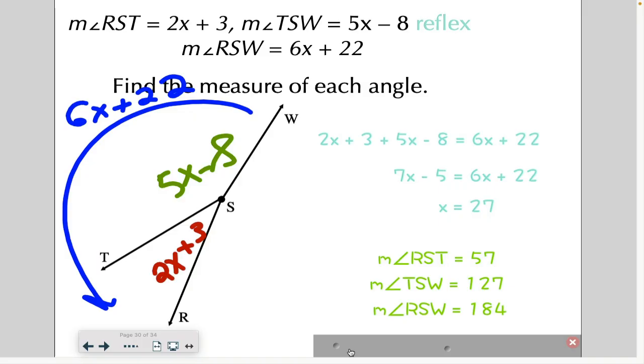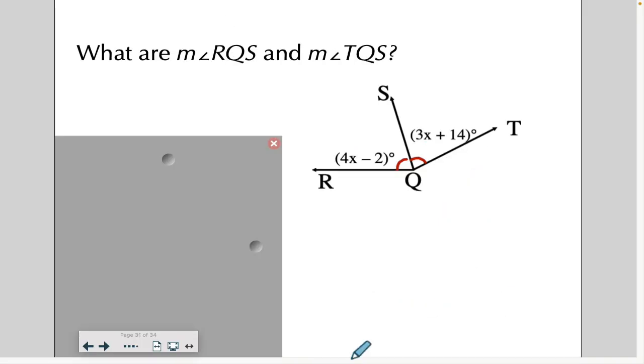Can I take the first one off the board, or do we need to see it still? All right. You'll notice this one goes better because they filled in the diagram for you, which I'll talk about in a minute.